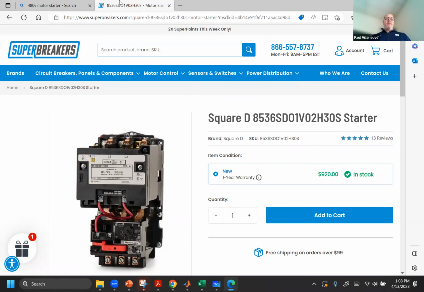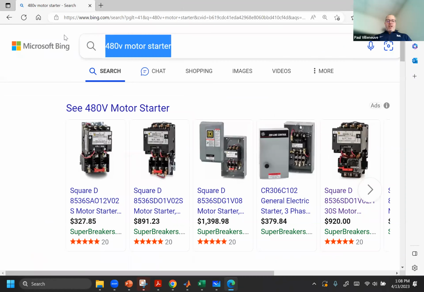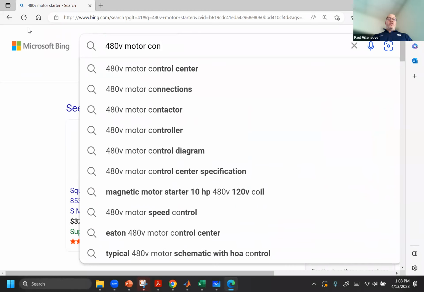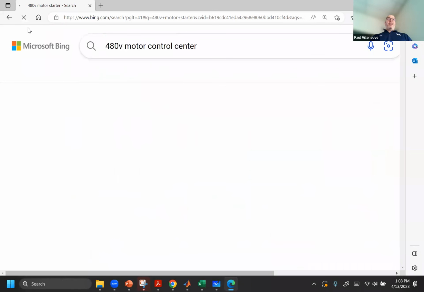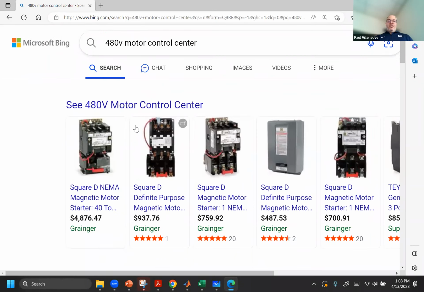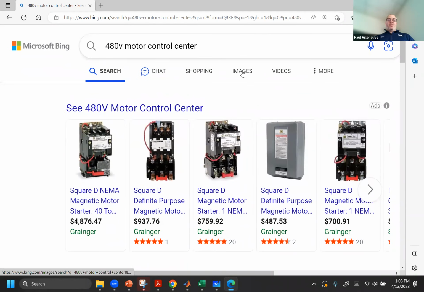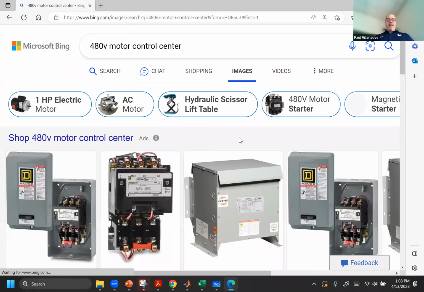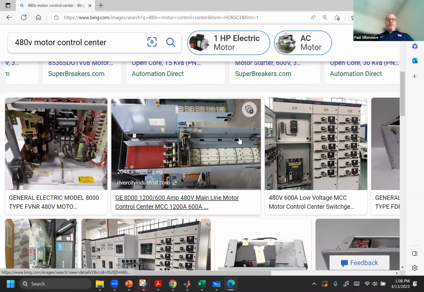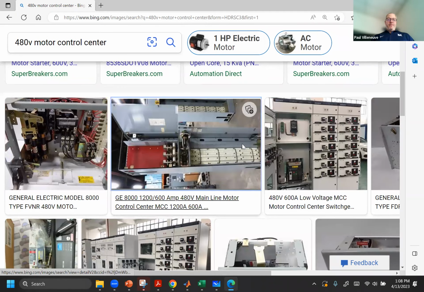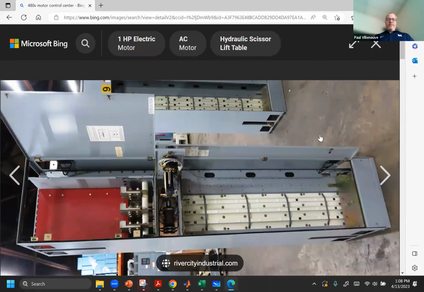The stuff that I've done, it's been a while, but what I would do is use a 480 volt motor control center, which basically has all these devices, but it has many of them. So let's see if we can find an actual one, here we go. This one, the door is open.